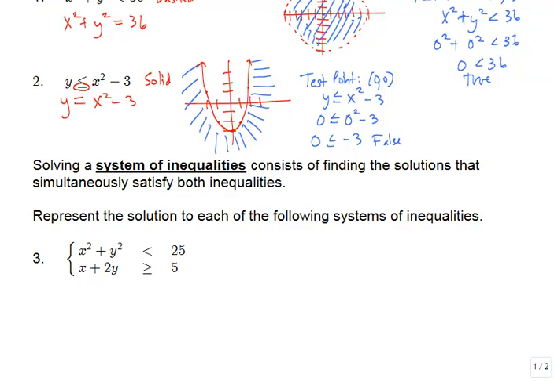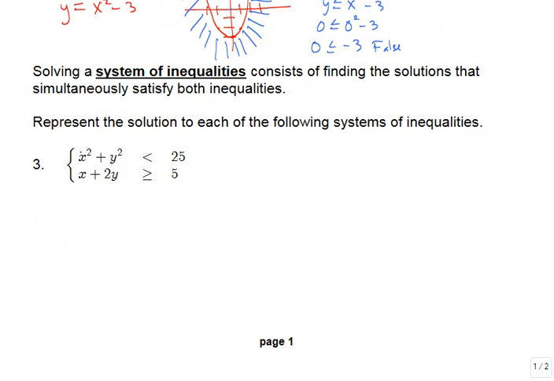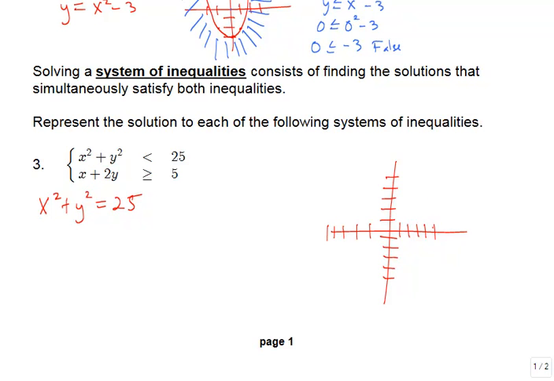So let's take a look at this system, and you'll see that it's a system when you see these curly braces. Let's start with the first equation. I'm going to make it into an equal sign, and that is a circle again because it has x squared plus y squared. So we're going to want to draw a circle. The center is at the origin, the radius is 5, and because there's no equal bar, I want to do this as a dashed circle. So I'm just going to have a circle something like this.